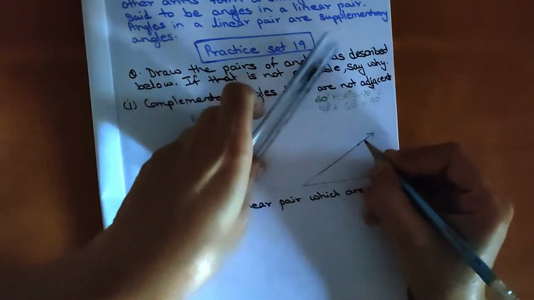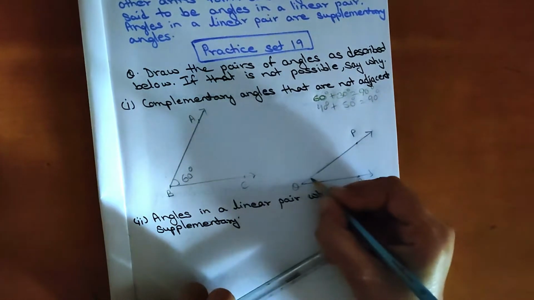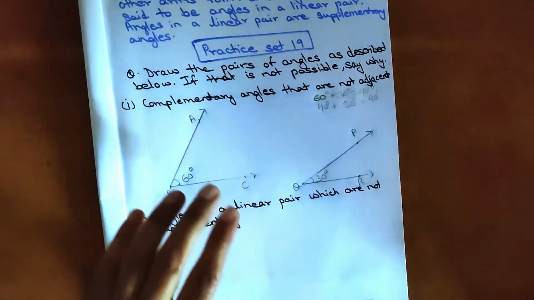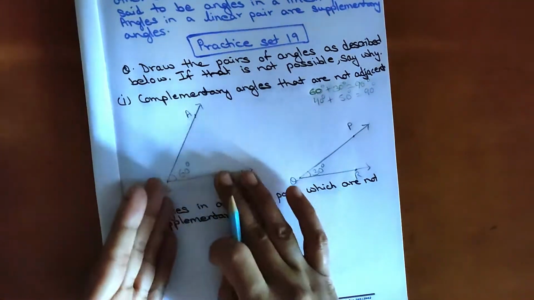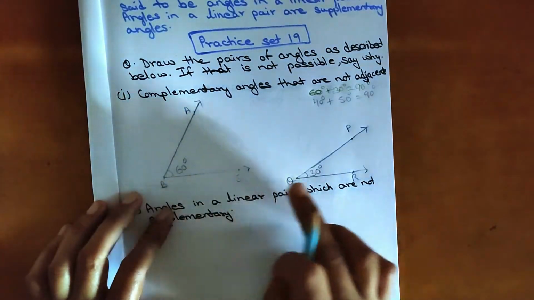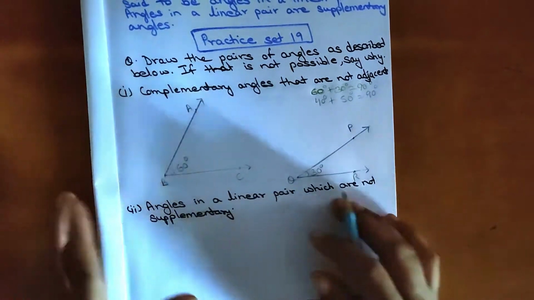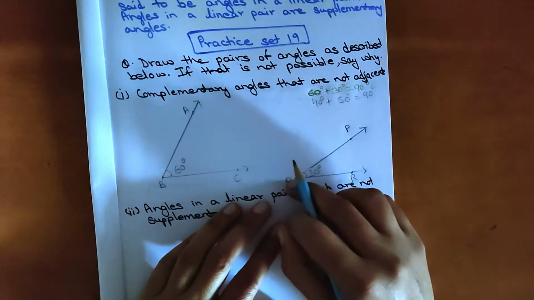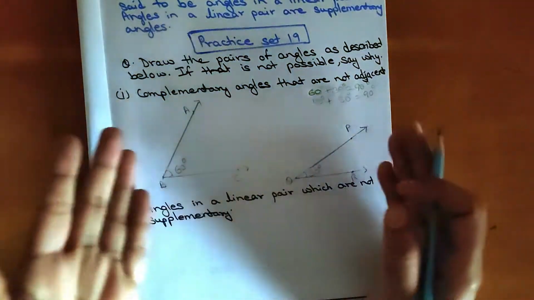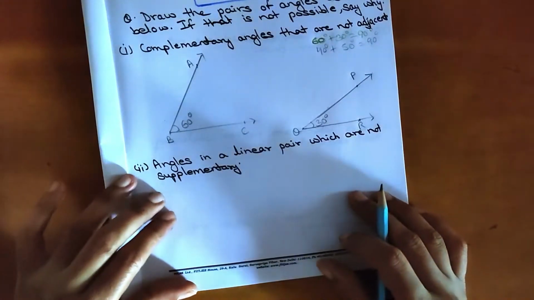So this is P, Q, R. Okay, so this is 30°. So we got it: complementary angles that are not adjacent. These are the pair of complementary angles. 60 plus 30 is 90°, and they are not adjacent. Adjacent means they should have a common arm and common vertex. So they are separated, different. So they are not adjacent and they are complementary angles.